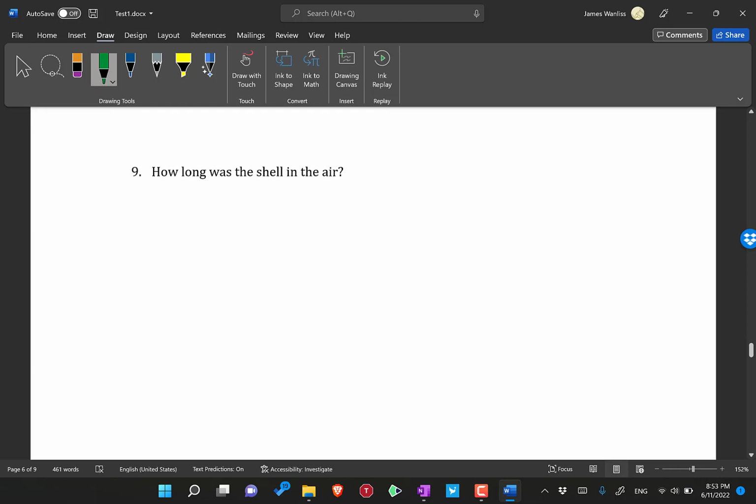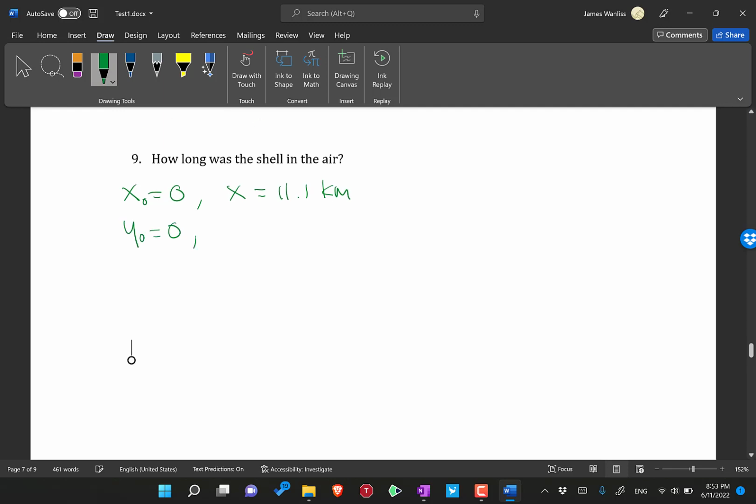Question 9. How long was the shell in the air? Now we need to think a little bit more carefully. We know the final x position. Let's say we know the initial x position, 0. We know the final x position, that's 11.1 kilometers. We know the initial y position, 0. We also know the final y position, 0. Assume the shell was launched and lands at the same height. That's what was told to us.